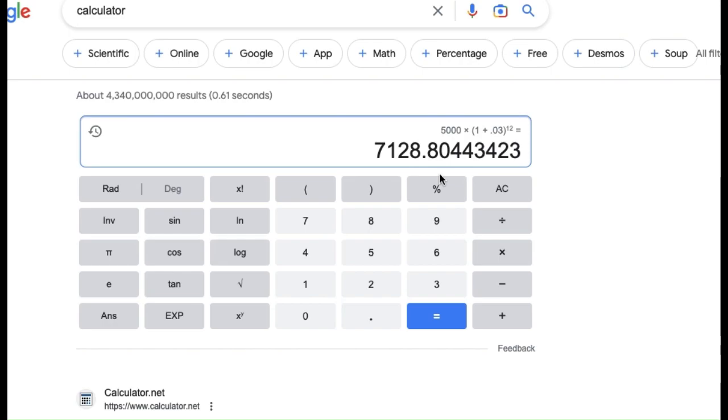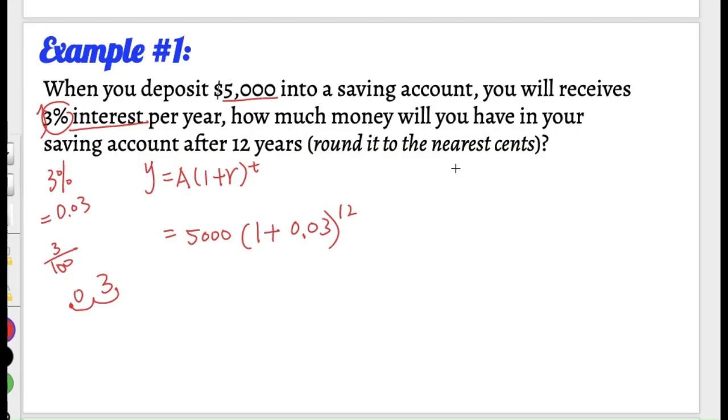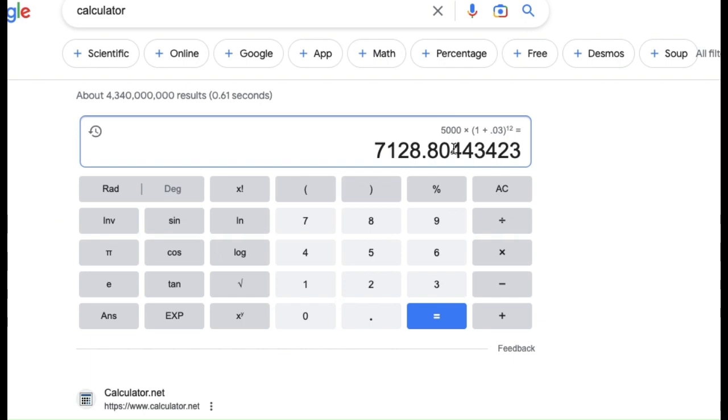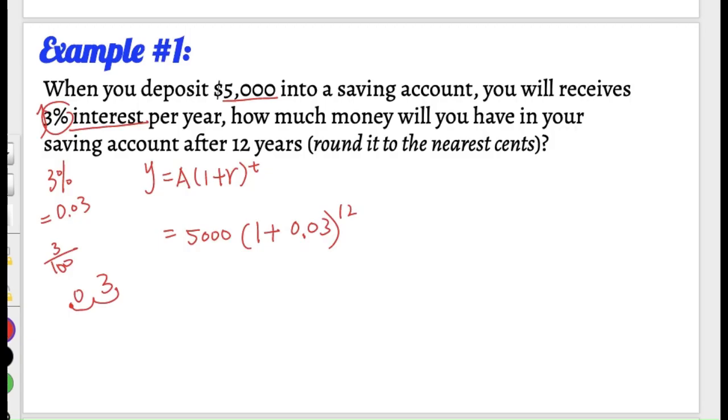But the question asks us to round to the nearest cent, meaning 2 decimals. So we just need to check the third decimal digit, which is 4. So we do not round it up, and this is going to be our answer. We can write down 7128.80. I will readdress this part about rounding again.